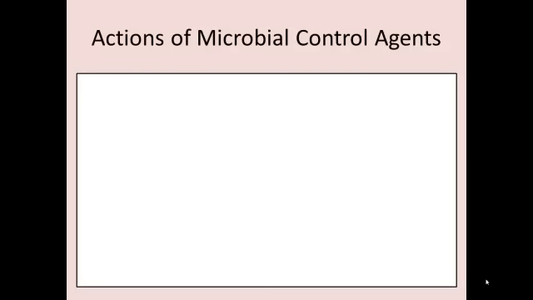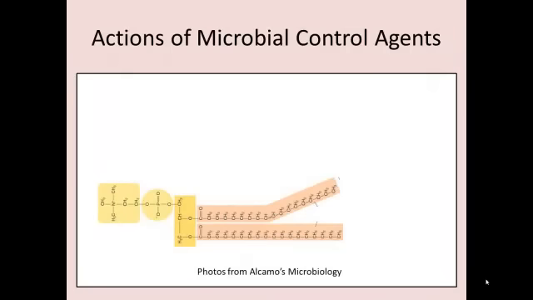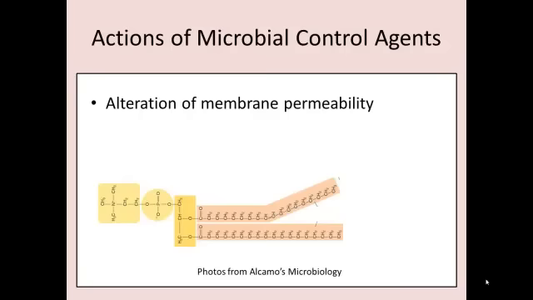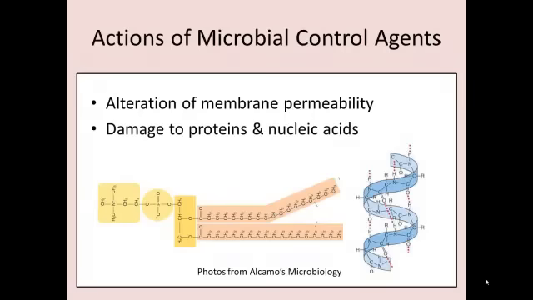Now let's talk about the actions of microbial control agents. They generally fall into 2 categories. The first one, this is a hint, what would this relate to? Yep, the plasma membrane. So if you disrupt the plasma membrane, disrupt the phospholipid bilayer, then you're going to make the cell leaky and everything's going to fall out or leak out, and you're going to have kill of your microbe. Okay, damage to proteins and nucleic acids.